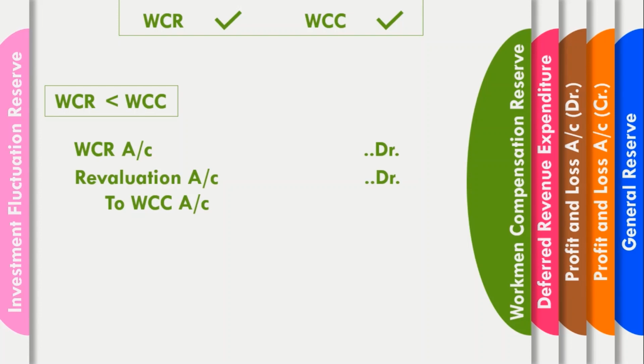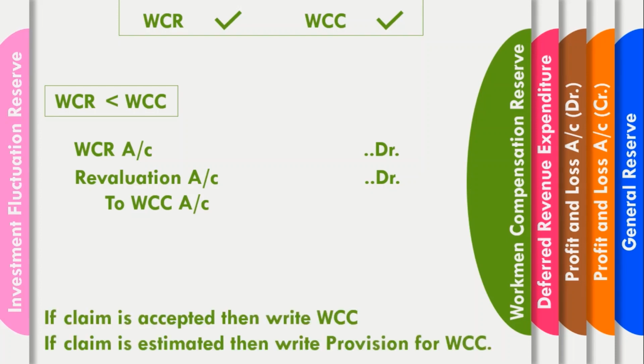Now please mark one point here that if the claim is accepted, then we will write workmen compensation claim. But if the claim is estimated, then we will write provision for workmen compensation claim, and whether it is accepted or estimated will be clearly mentioned in your question.